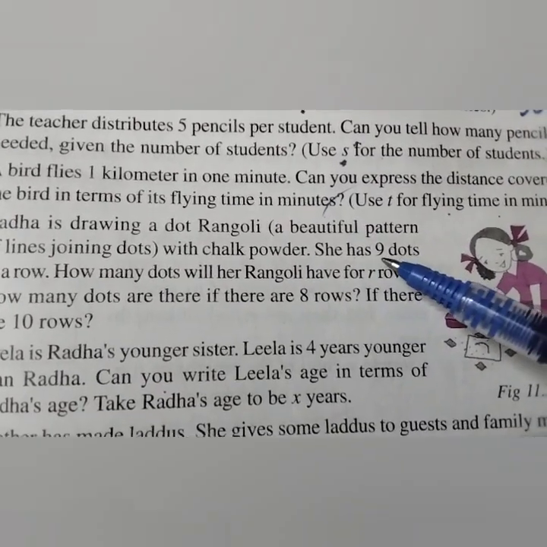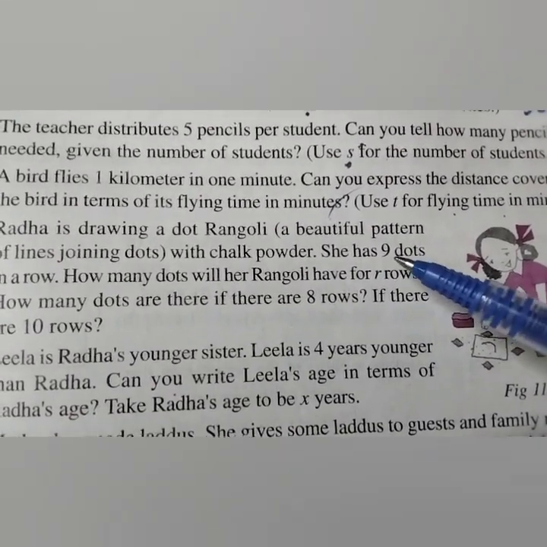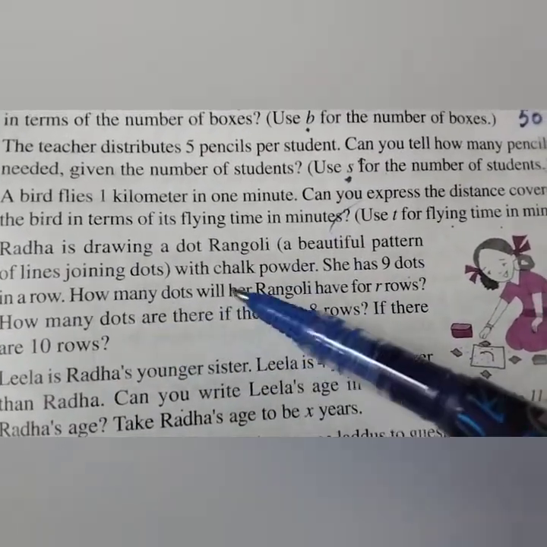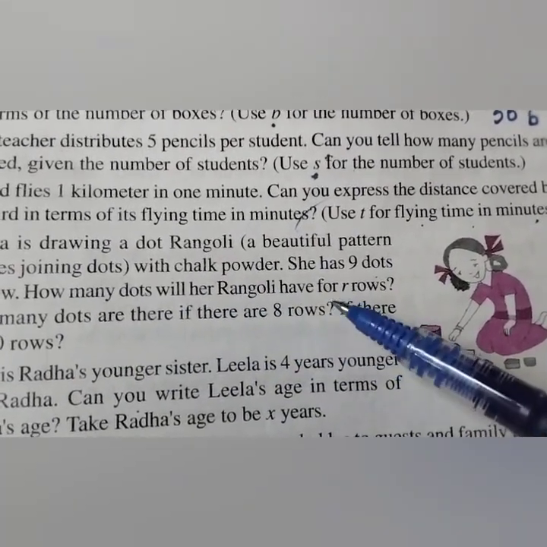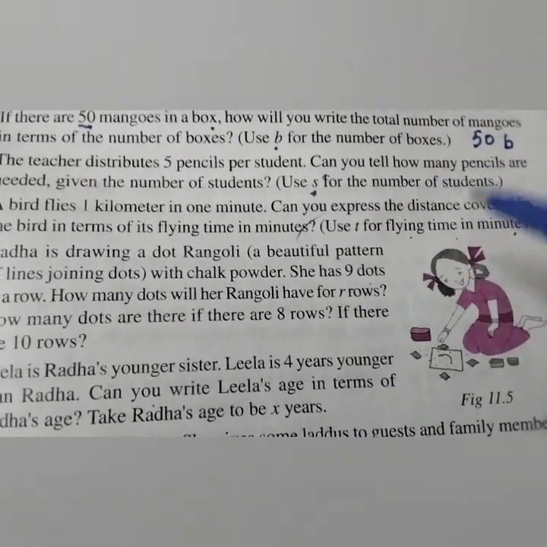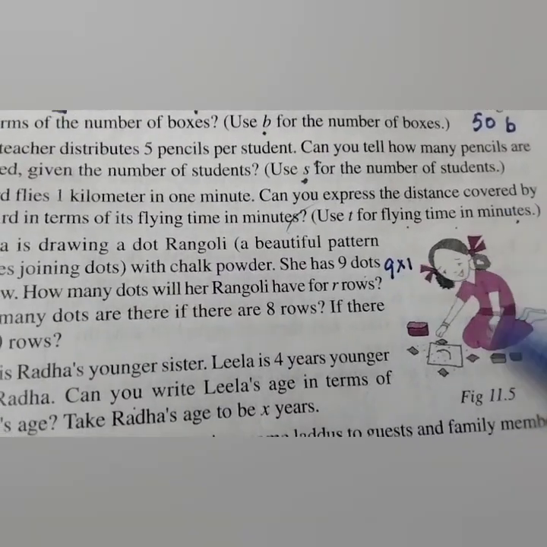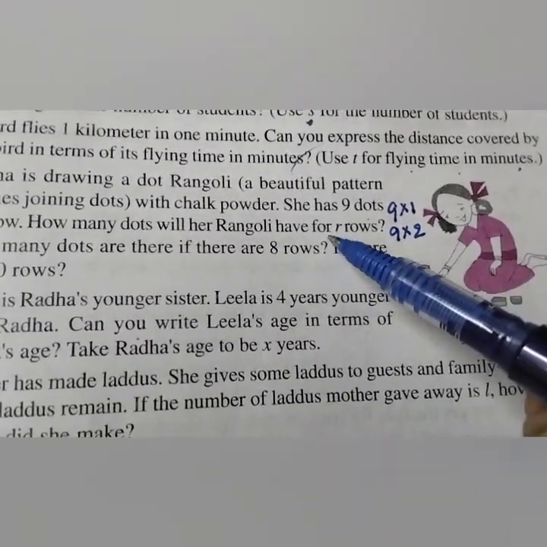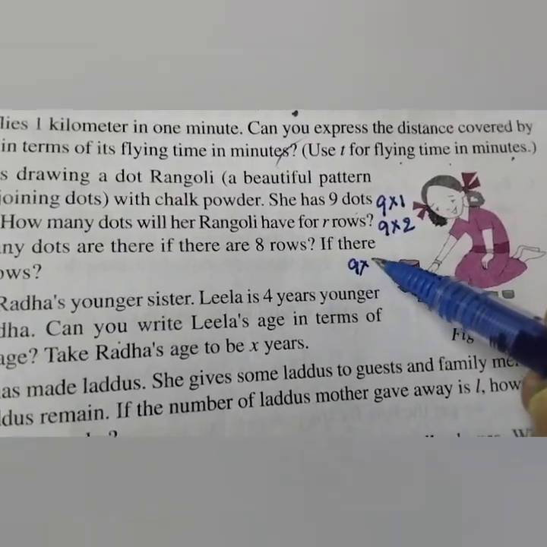If the rows increase, dots also increase. Yes, and the question is how many dots will her Rangoli have for R number of rows. If it is 1 row, we know it is 9 into 1. If it is 2 rows, it is 9 into 2. If the number of rows is R, it means 9 into R.